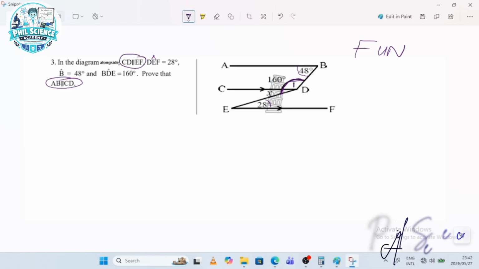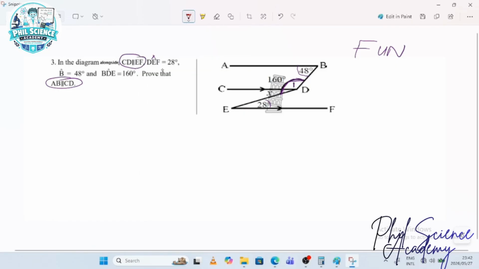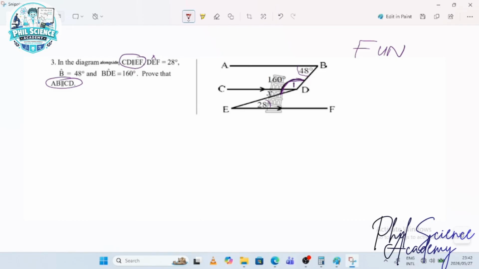And values like D1 and X. So first things first, let us find the value of X. So we don't jump straight to proving this thing. We find the values that are missing in order for us to make things simple, right? So finding X here, since you already know that CD is parallel to EF, we're going to use F.U.N.